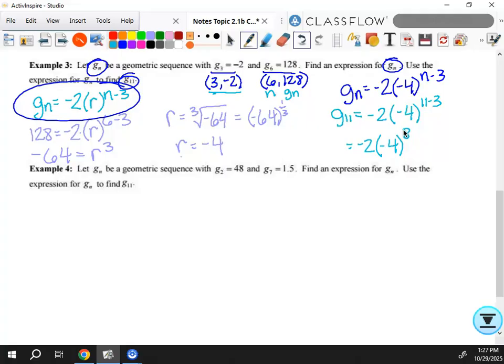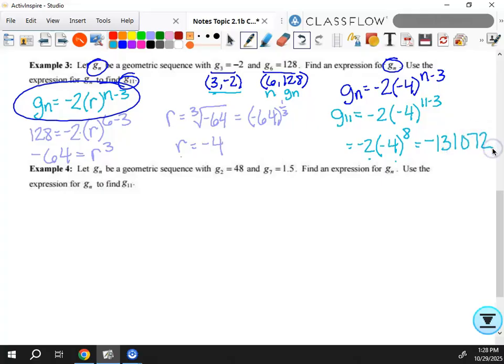Now, I'm not going to make you do negative 4 to the 8th power, but I do want to ask you, when I take negative 4 to the 8th power, what's something you can tell me about that number? I don't care about the actual value. It's going to be positive because I'm taking it to an even exponent, right? After I take it to that even exponent, then I multiply it by a negative 2. So my answer is actually negative. And this is a big number. Are you capable of doing it? Yes. Is it worth our time? Absolutely not.